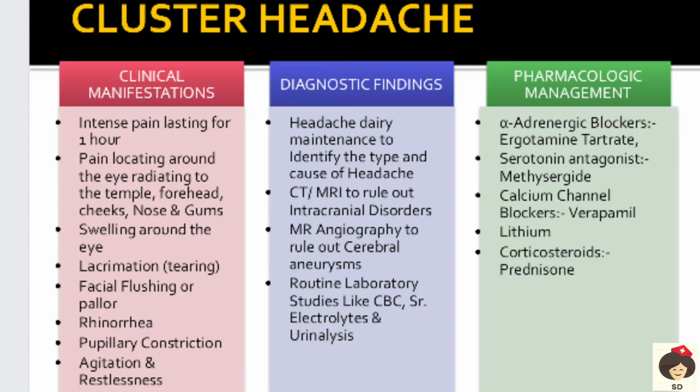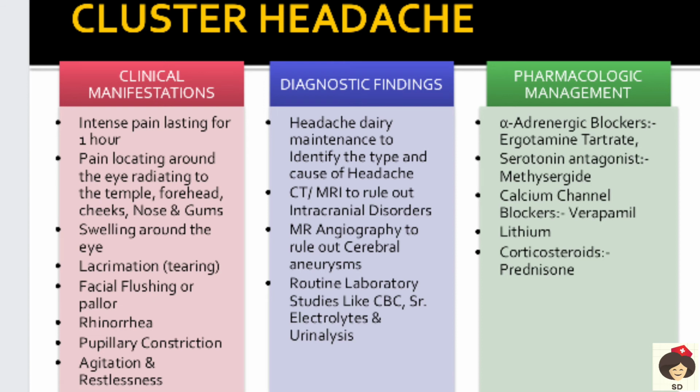Next is cluster type headache. Here the clinical manifestations are intense pain lasting for 1 hour. There will be periods where the pain is severe, with remissions, and this pain will recur over a week or month for the person. The pain is usually a radiating type of pain, located around the eye, and it will radiate to the temples, which are behind the ears, and go to the forehead, cheeks, nose, and gums.